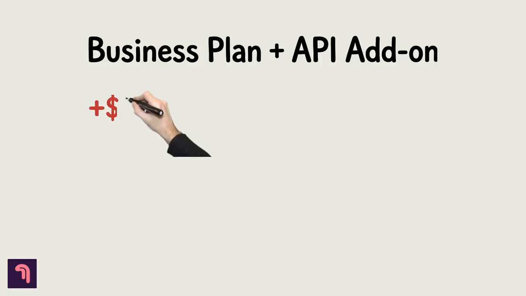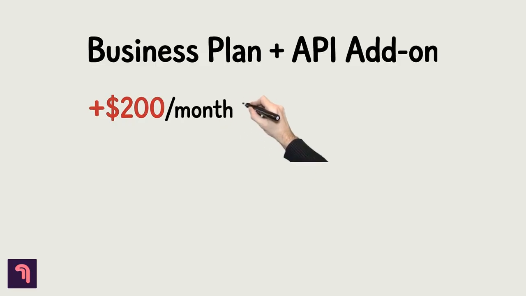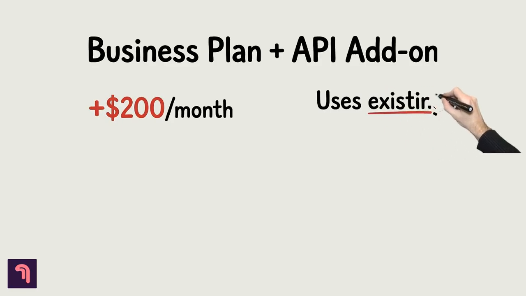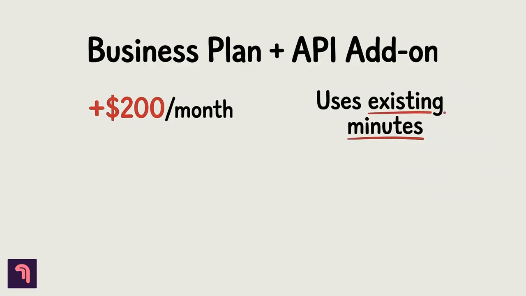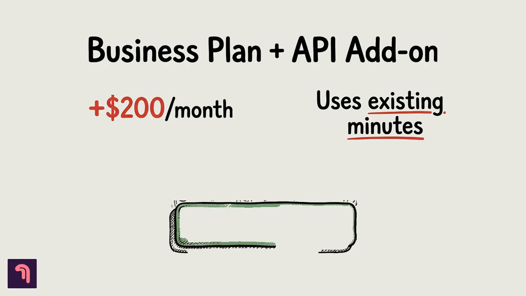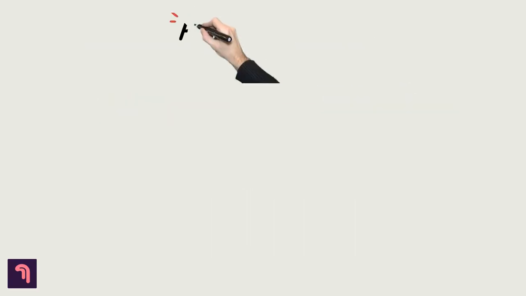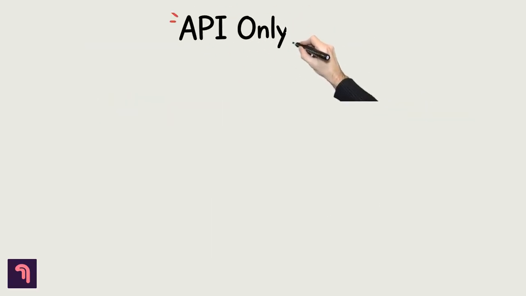This is not a new plan, it's an extension. If you're already on business, you can add API access for $200 per month. That add-on does not give you extra minutes. It lets you use the API against the minutes already included in your business plan. Once the add-on is active, the same green Create API Key button appears in the playground header. This is the cheapest way to add programmatic access while keeping full platform usage.